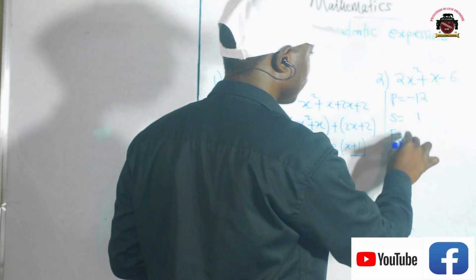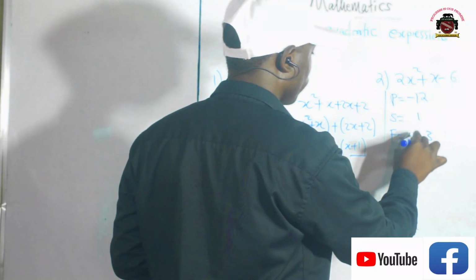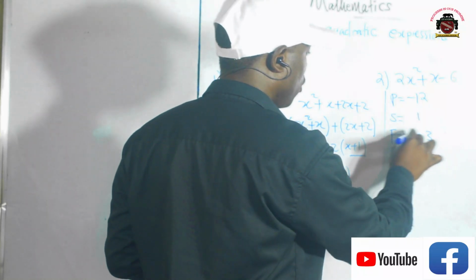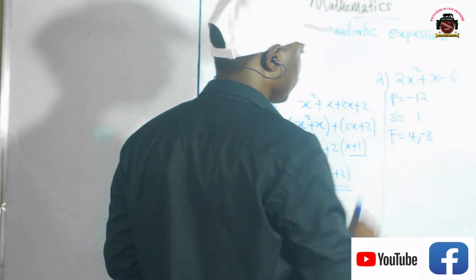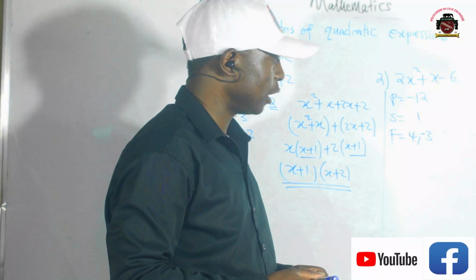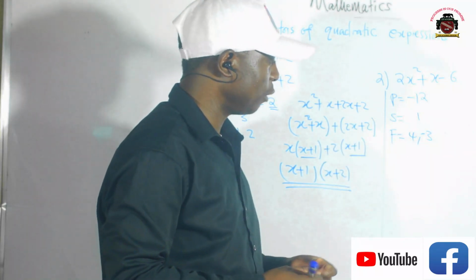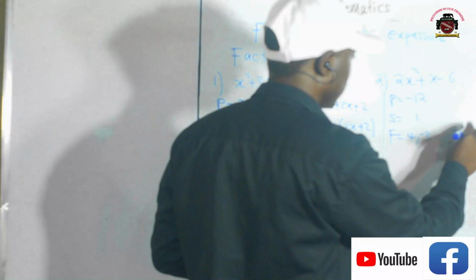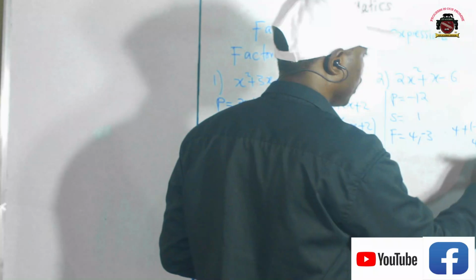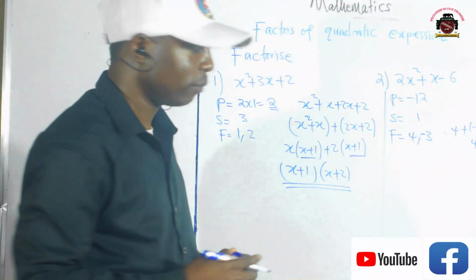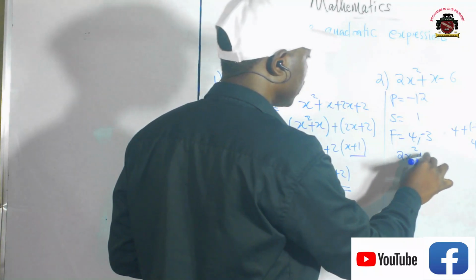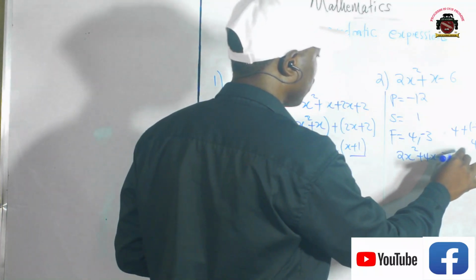So what are those numbers? When we multiply 4 times 3, we get 12. Let's put negative 3 there. When we multiply 4 times negative 3, we get negative 12. And when we add 4 plus negative 3, that is 4 minus 3, we get 1. So the numbers are 4 and negative 3. And then we'll say 2x squared plus 4x minus 3x minus 6.